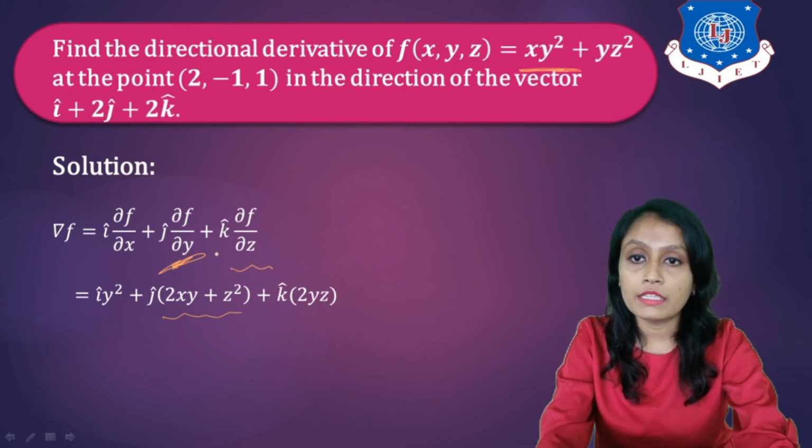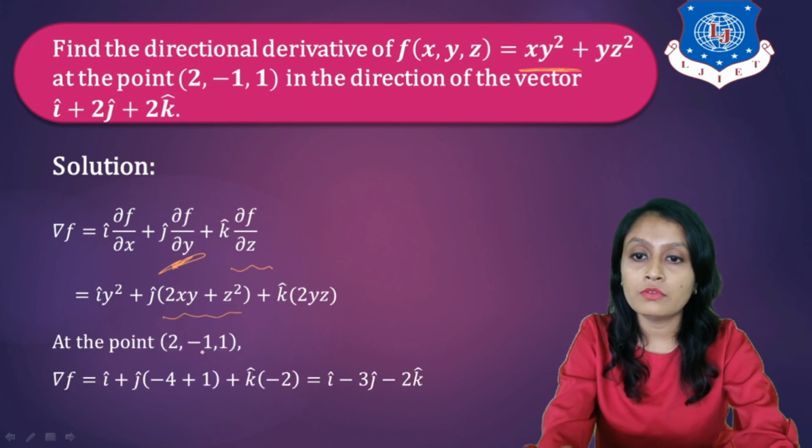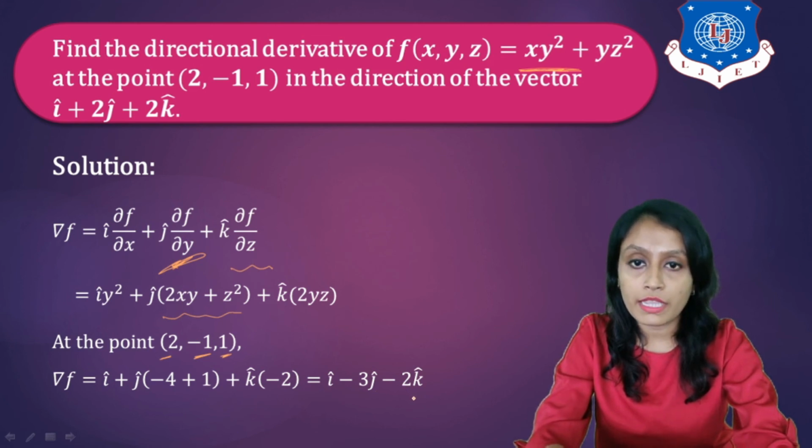Now we have this point, that is 2, minus 1, 1. So we will find the gradient at this point. In place of x we have to write 2, in place of y minus 1, and in place of z 1. In the above equation, solve it. So you will get the gradient as i cap minus 3j cap minus 2k cap.